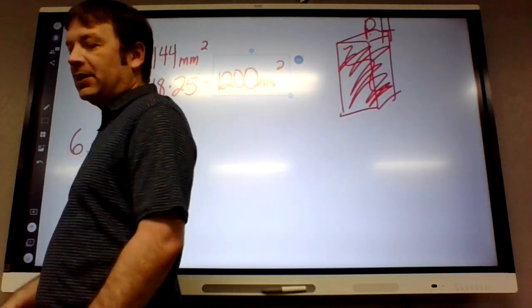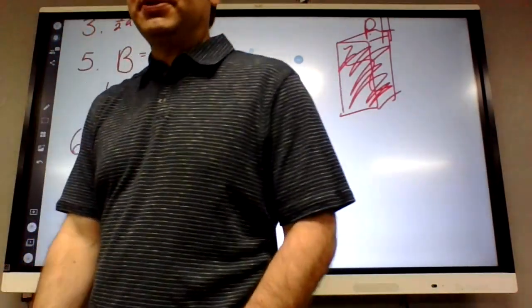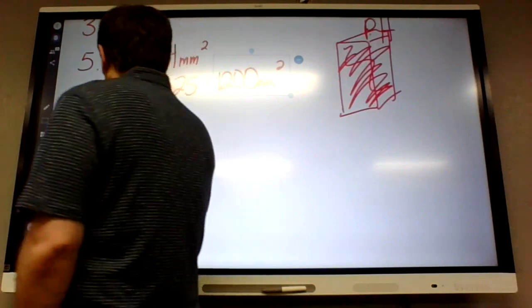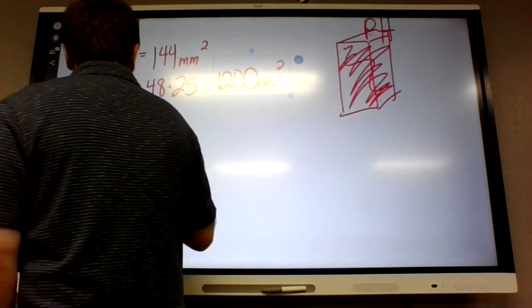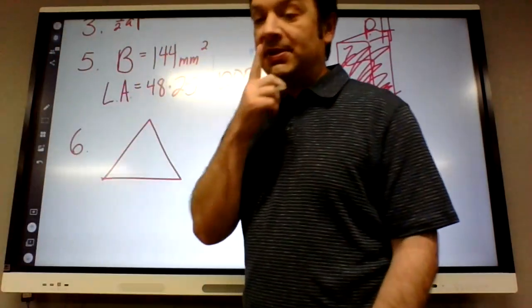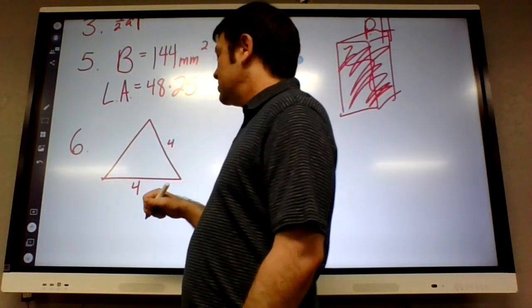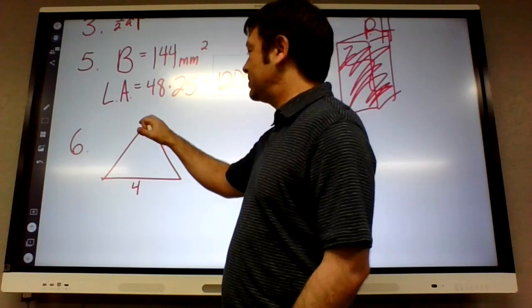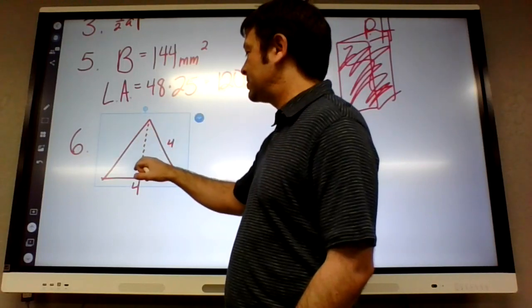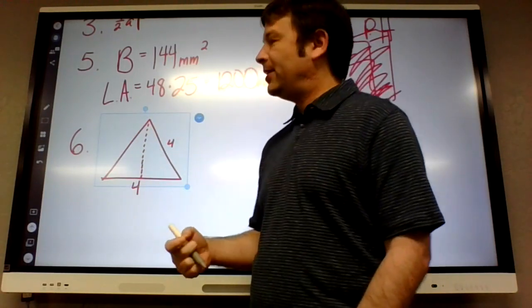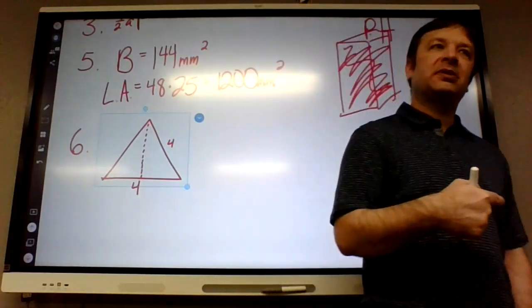Number 6. There's a lot of tricks on this. They kind of made this assignment hard, sorry. On number 6, the base has to be an equilateral triangle because they said it has to be regular, but they only give us a 4. So how do I find the height of this triangle? Because to find the area of a triangle, we need base times height.